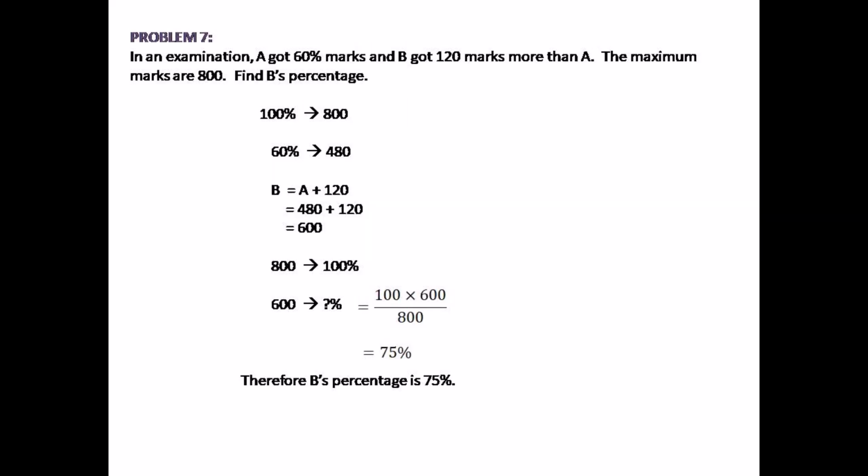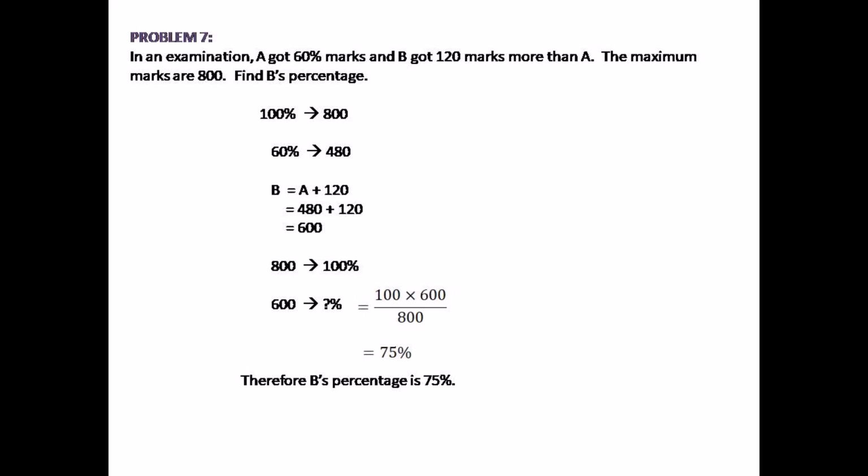In an examination, A got 60% marks and B got 120 marks more than A. The maximum marks are 800. Find B's percentage. If 100% gives 800, then 60% gives 480. B equals A plus 120, that is 480 plus 120 gives 600.